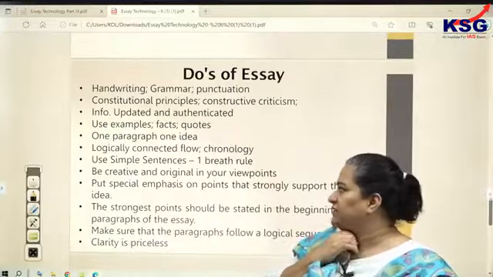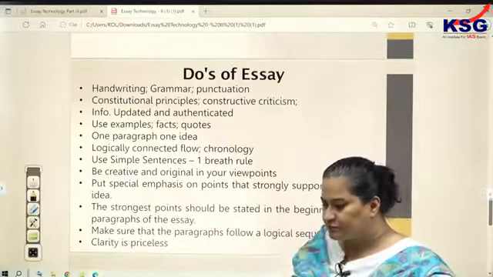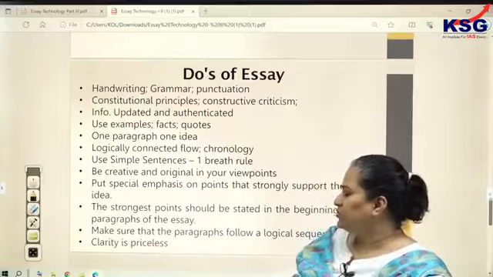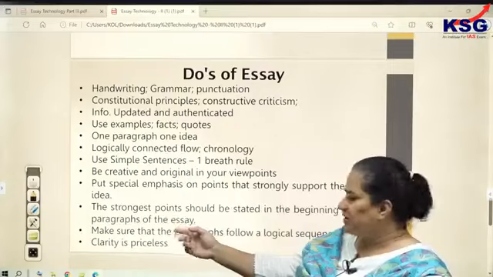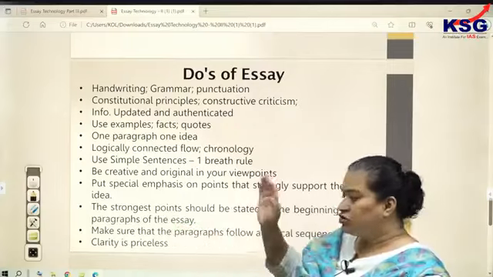Again, other than that, you can also think about this: the strongest point should be stated in the beginning of the paras, and make sure that the paras follow a logical sequence.